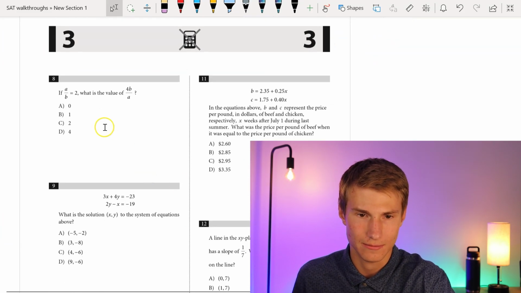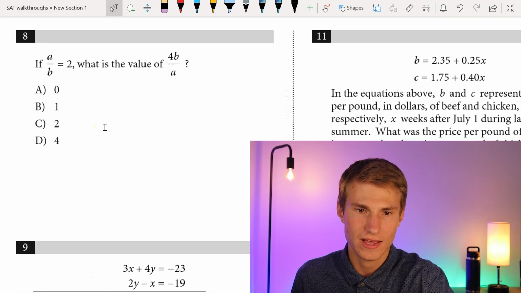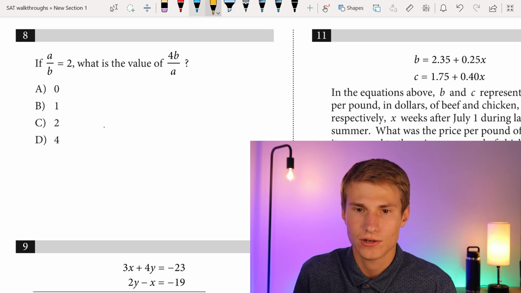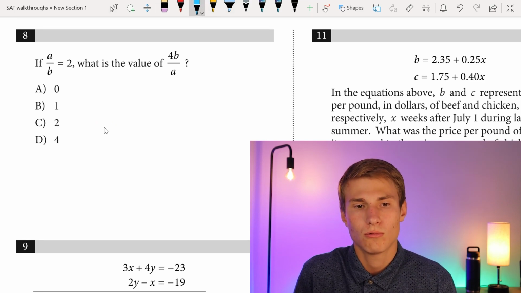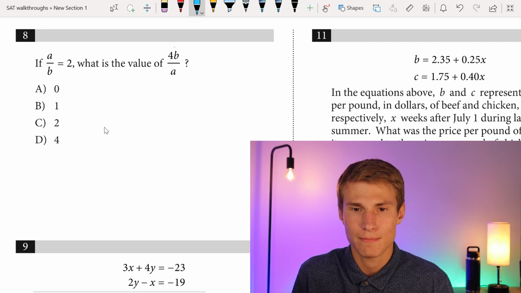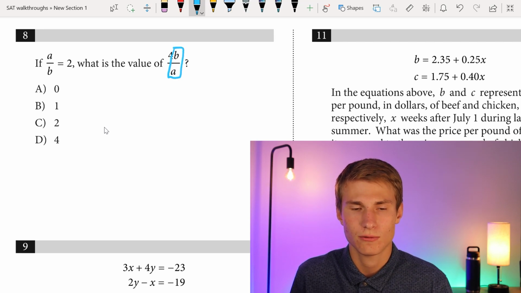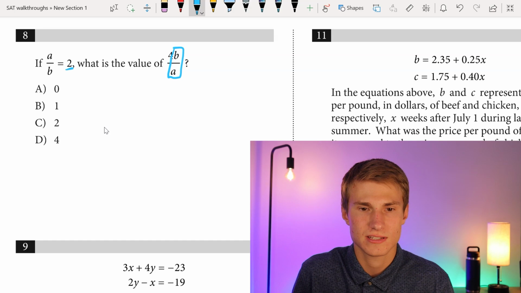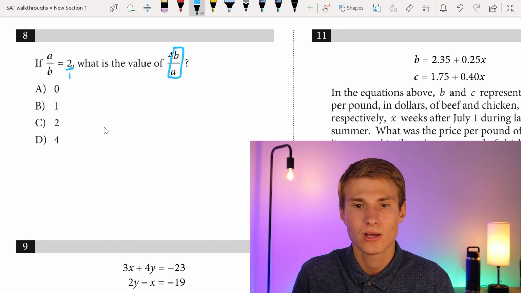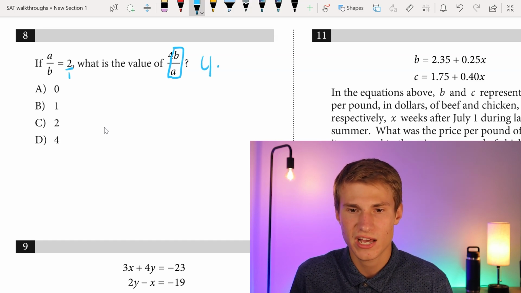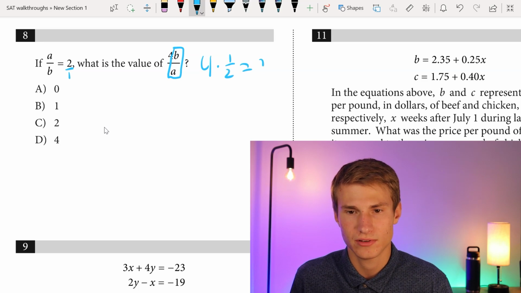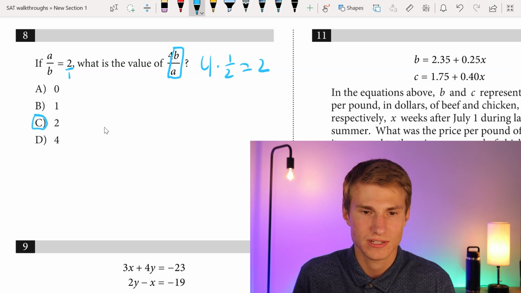All right, moving on to number 8. We've got if a over b is equal to 2, what is the value of 4b over a? Well, if a over b is equal to 2, and we've got b over a over here, then we know b over a has to equal 1/2, because this could be rewritten as 2 over 1. We have to flip it. b over a is going to be 1/2. So 4 times 1/2 is going to end up giving us 2. So our answer there is going to be answer choice C.